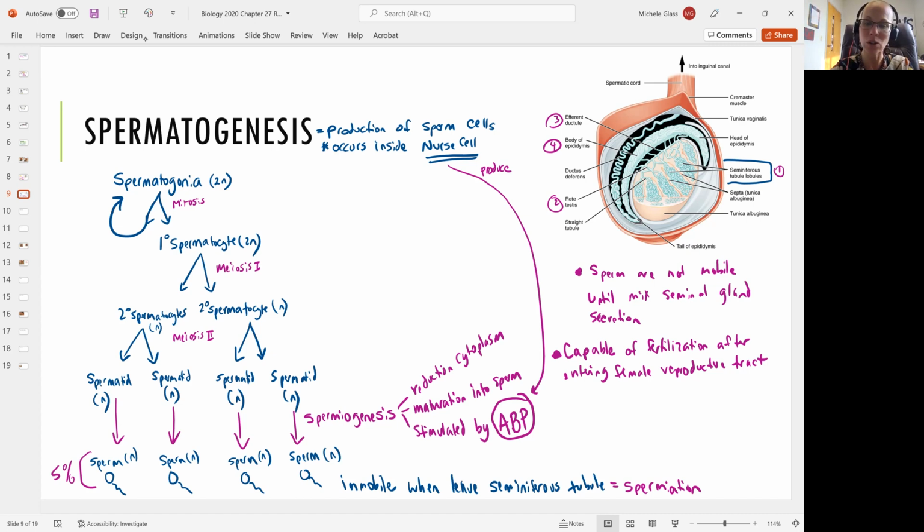So we have this term capacitation that is talking about both mobility and ability to fertilize. So capacitation is talking about both the ability to swim and the ability to fertilize that egg.